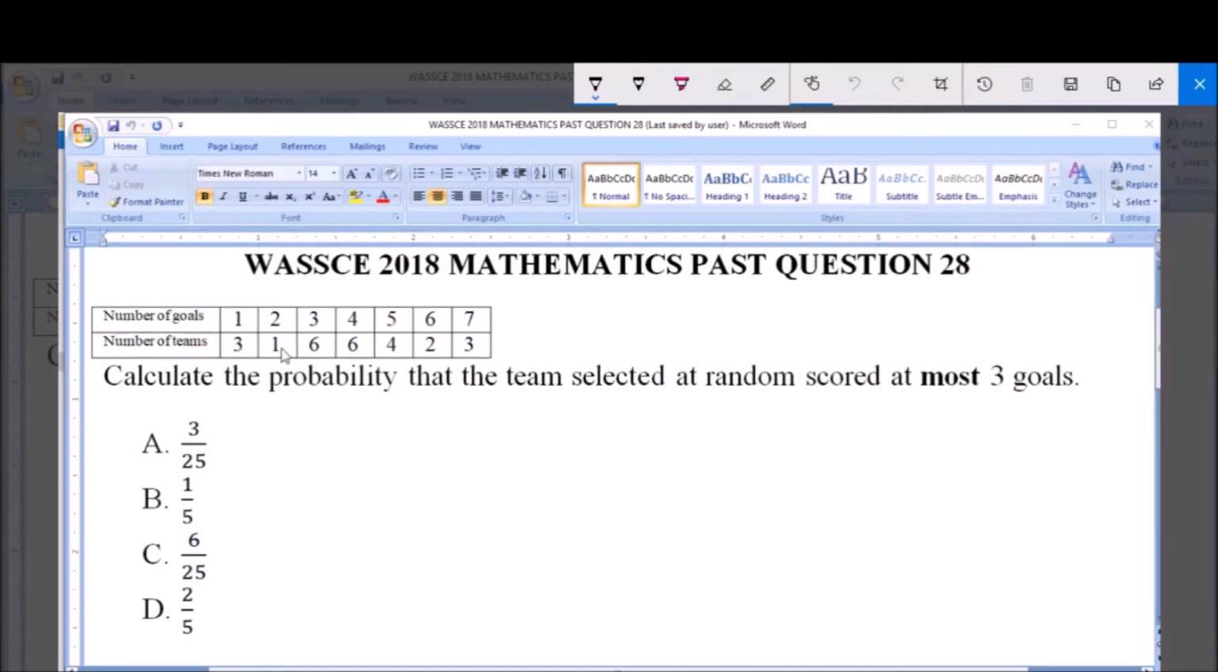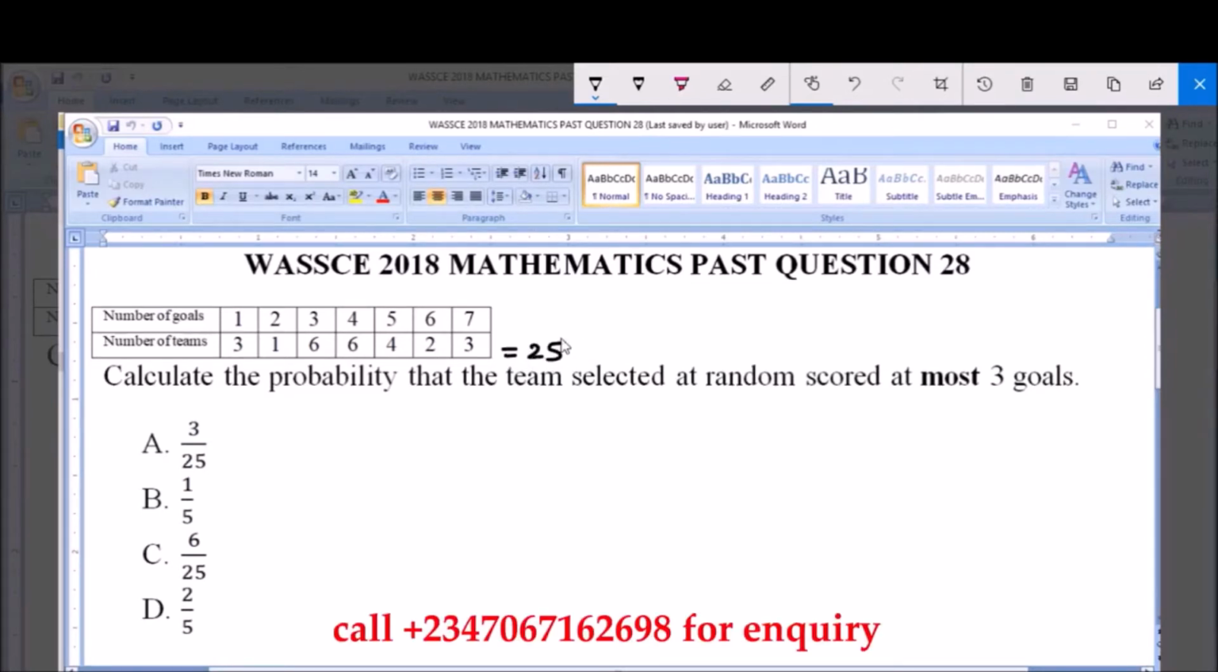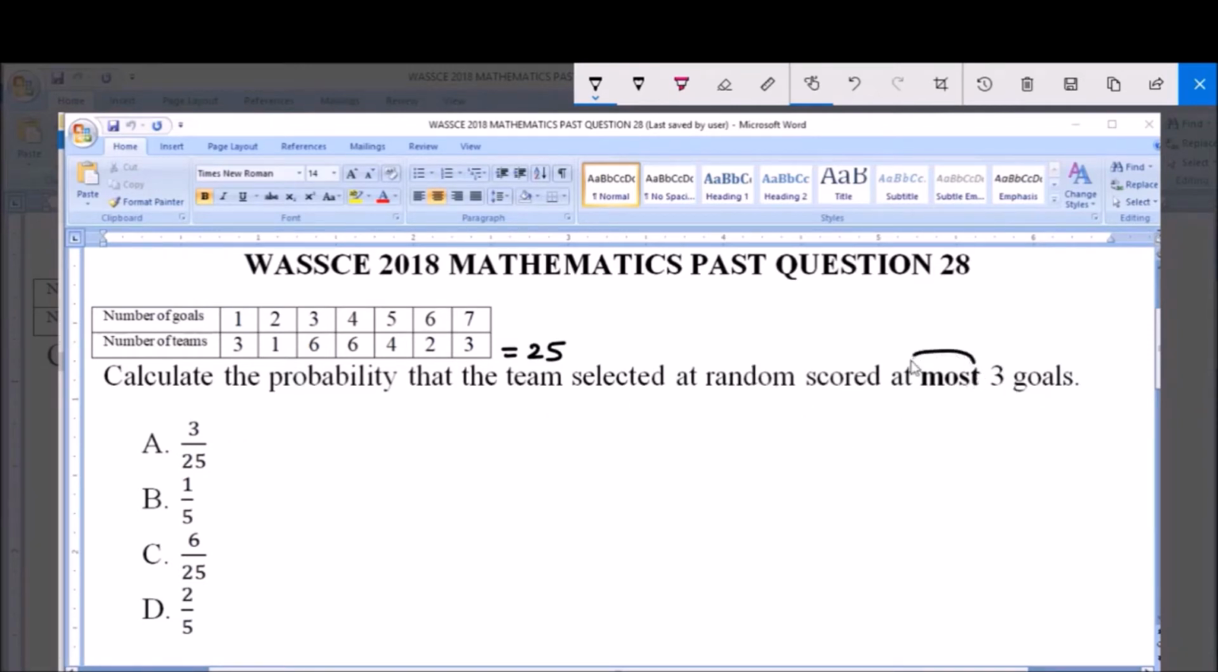That's 3 plus 1, 4 plus 6, 10 plus 6, 16 plus 4, 20 plus 3, 22, 22 plus 3, 25. Total number of teams here will be 25 teams. Now, we have to calculate the probability that teams selected at random scored at most 3 goals. This "at most" here simply means that the teams either scored 3 goals or less. That is, they do not score above 3 goals.